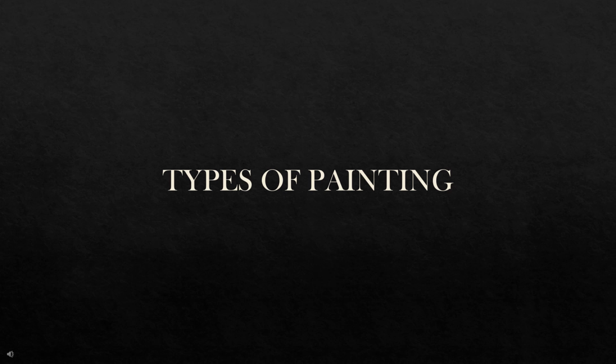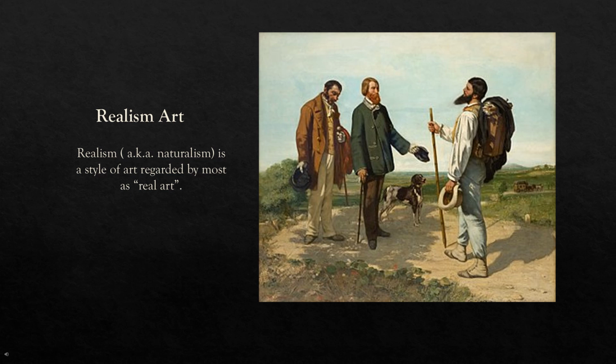Now, let's tackle the types of painting. Realism art is a style of art regarded by most as real art. The aim of this style is to capture the subject in a realistic style and possibly to portray the subject in a way that captures the realities of life.